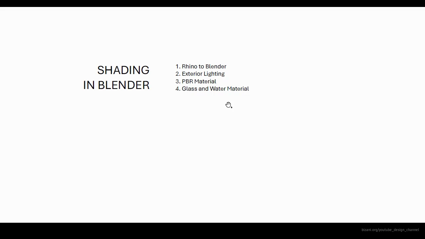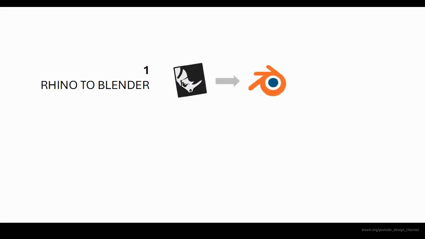We'll look at shading in Blender. We'll start by exporting a model from Rhino to Blender. Then we'll look at the three available ways of applying exterior lighting. We'll go through a basic PBR material application, and we'll finish with a glass and water material. Let's start by exporting our model from Rhino to Blender.